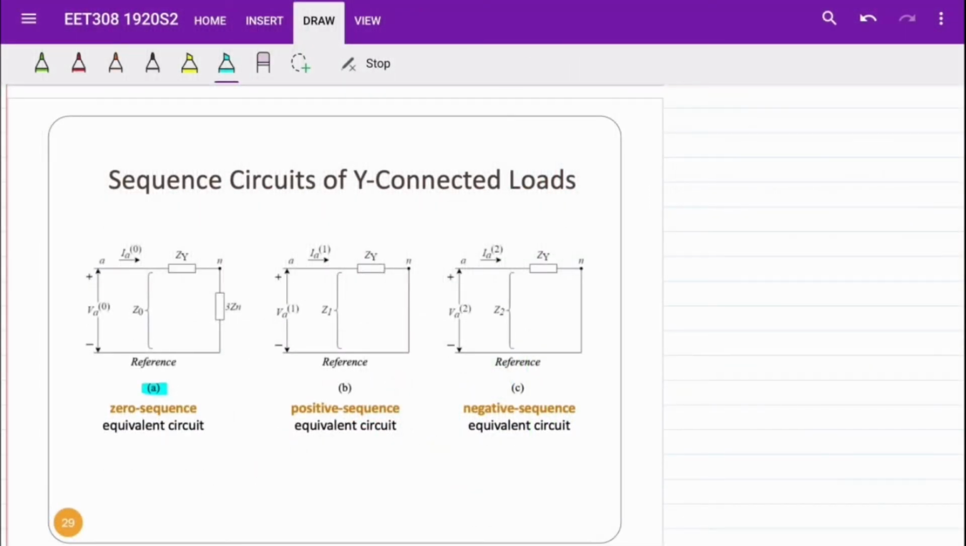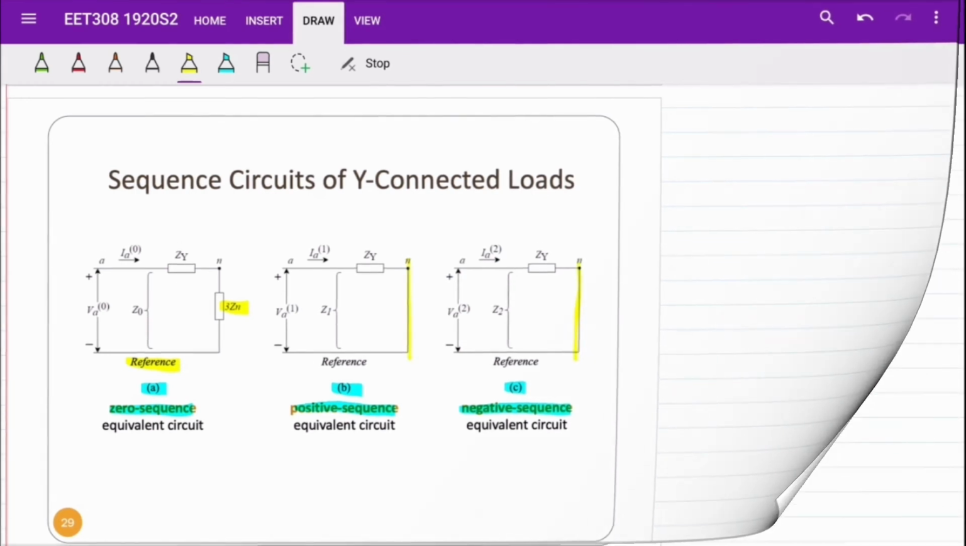Figure A, B and C show the single phase diagram with Y load connection for zero sequence, positive sequence and negative sequence. From the figure, we can see that only zero sequence has impedance Zn that connected to the reference bus. For positive sequence and negative sequence equivalent circuit, the load impedance is connected to the reference bus without Zn.